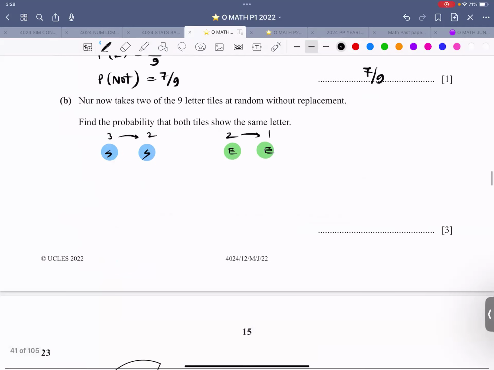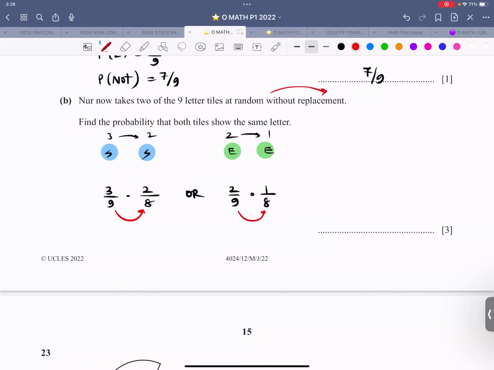Keep that in mind. So this is 3/9 into 2/8, or this is 2/9 into 1/8. The denominator decreases because this is without replacement. The numerator also decreases from 3 to 2 and from 2 to 1. So they are not asking us to reduce, so we should not be over smart. We should leave the answer as it is.